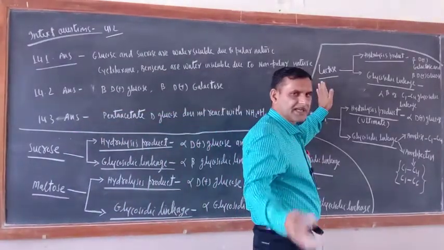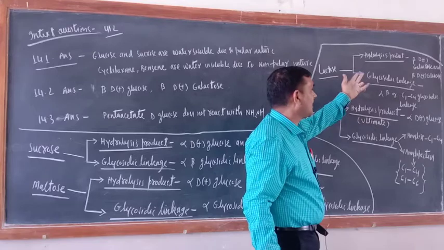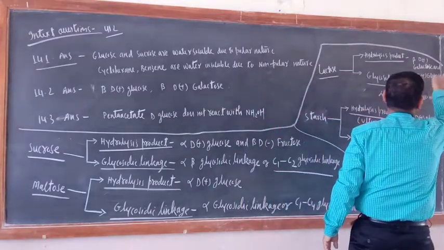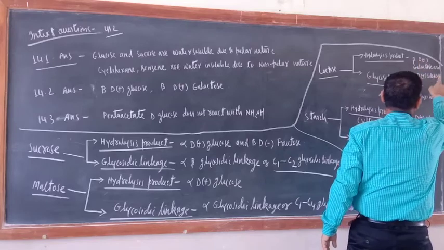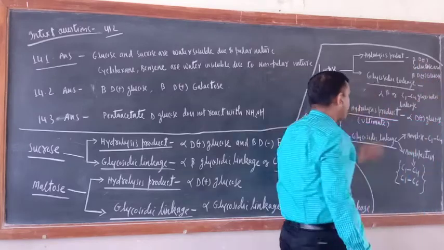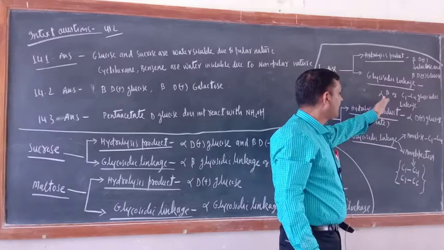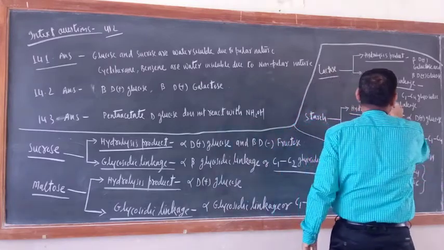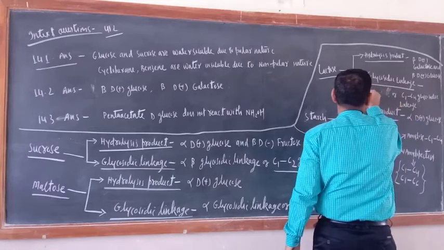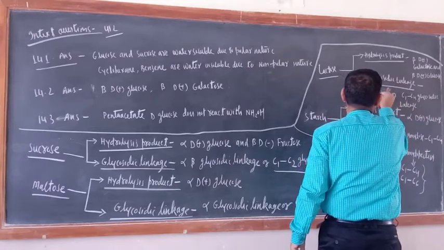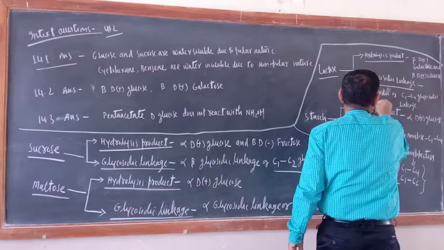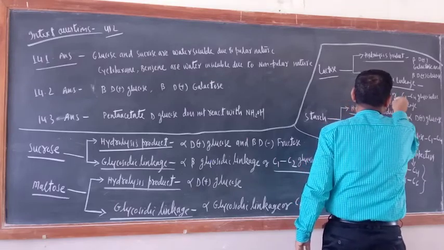Lactose, this is also a disaccharide. What are the hydrolysis products? Already written. Galactose and glucose. Which galactose? Beta D. Which glucose? Beta D positive. What kind of glycosidic linkage? Beta glycosidic linkage. Which glycosidic linkage? Beta.